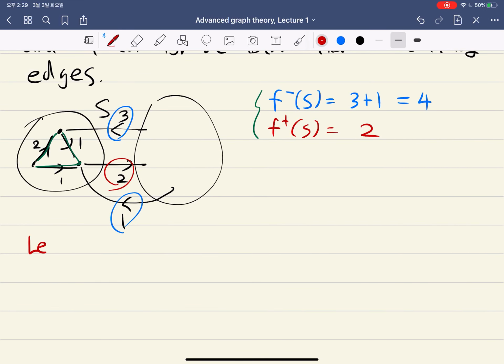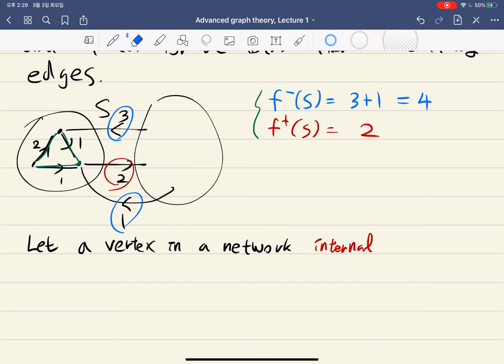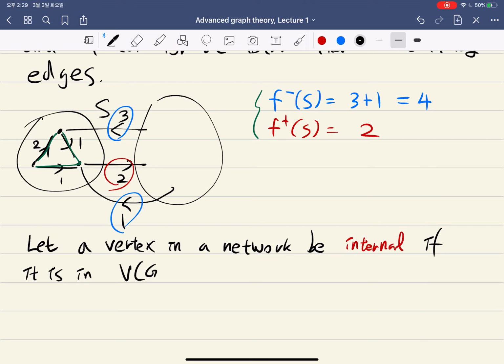And also, let's say a vertex in a network is an internal vertex if it is in the network but it's not a source or sink.